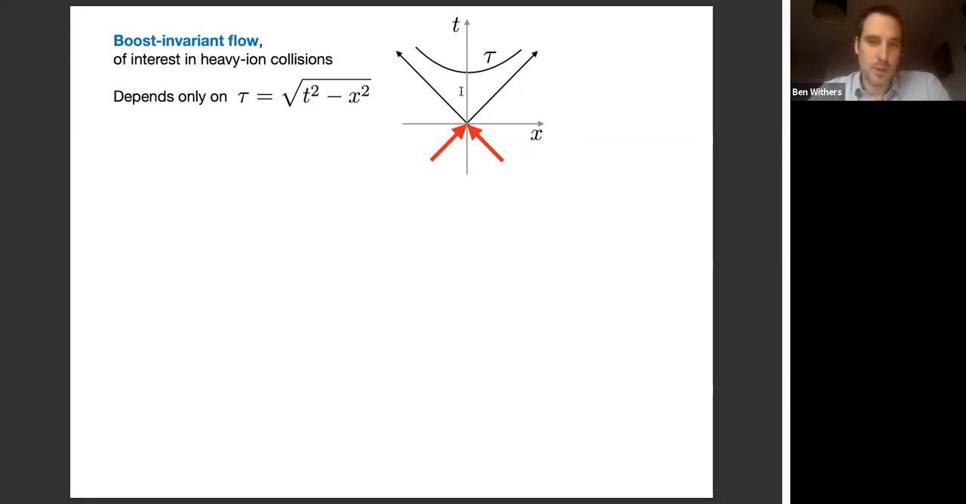One approximation you can make is to ignore the dynamics in the transverse directions, so you restrict non-trivial dynamics to this TX plane. Then the products of this collision will be present in the forward light cone. The assumption you make is that it depends only on the proper time tau. The proper time tau is constant on the slices given by this hyperboloid, t squared minus x squared. So you're solving on these constant tau slices.